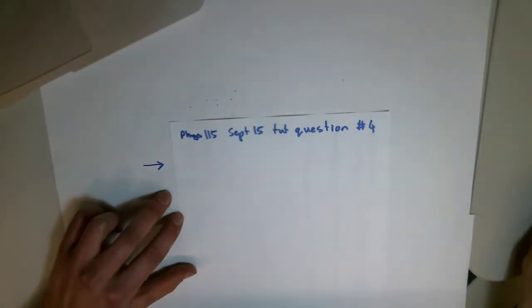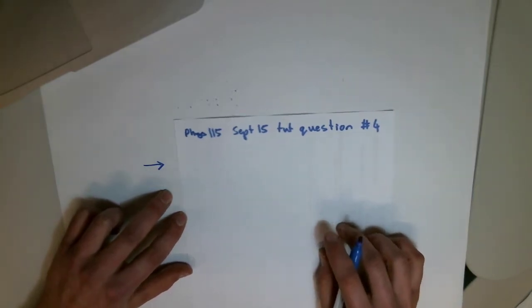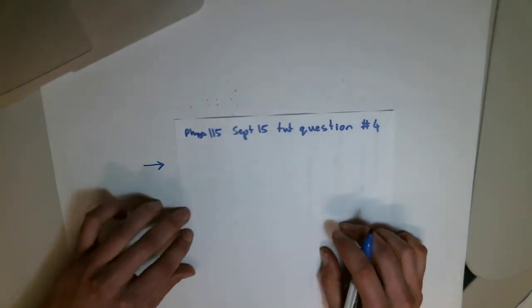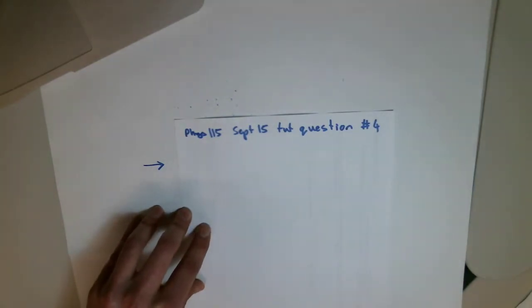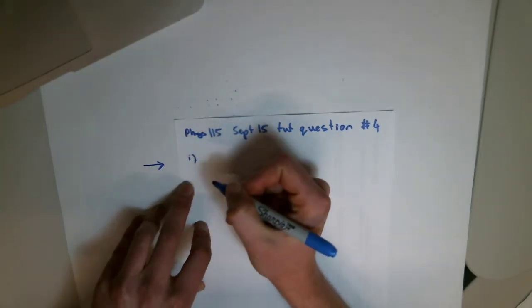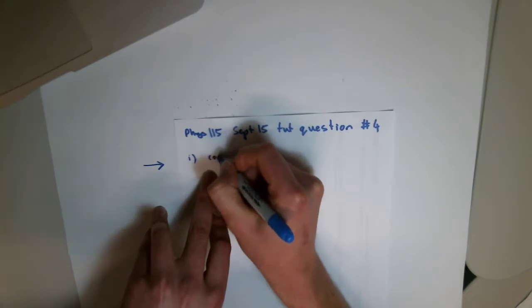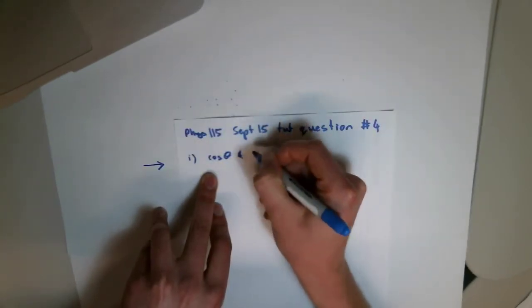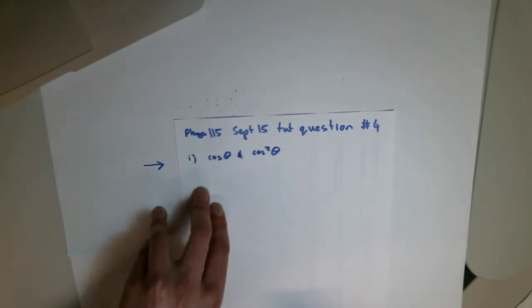Okay, so here we're going to do question 4 from the Physics 115 September 15th tutorial questions. The question is looking at the mean value of cosine squared over a certain number of cycles of an electromagnetic wave. So the first part of the question is quite simple. It asks us to sketch both cosine theta and cosine squared theta over a certain number of cycles, 2 or 3 cycles it says.